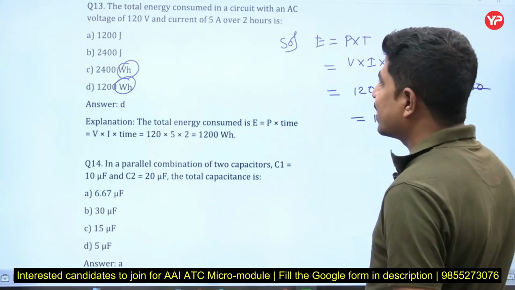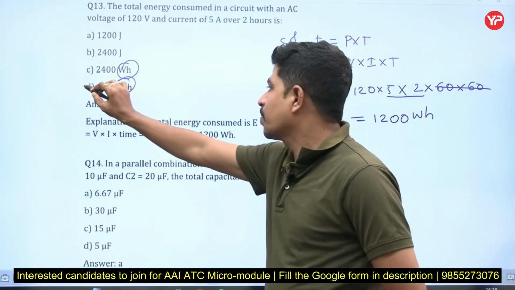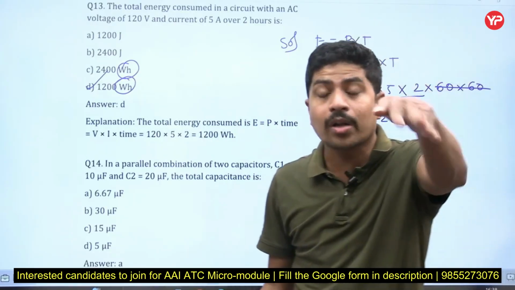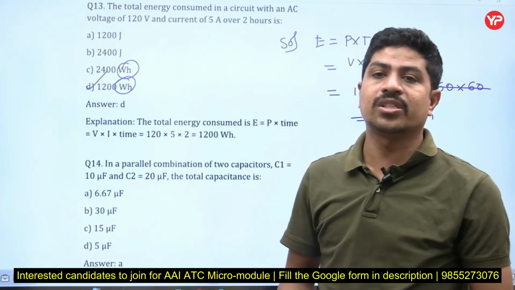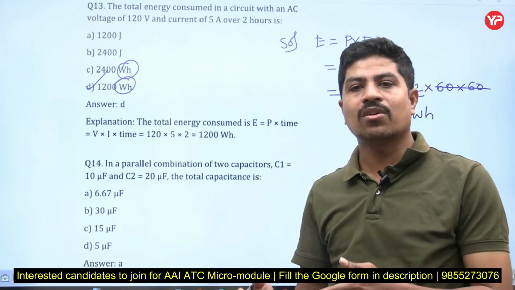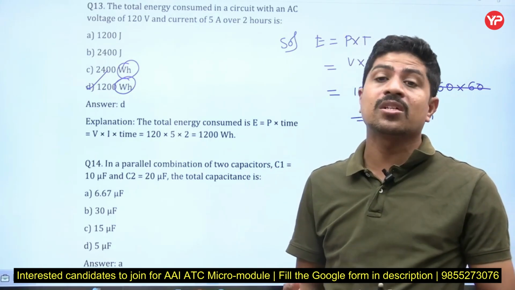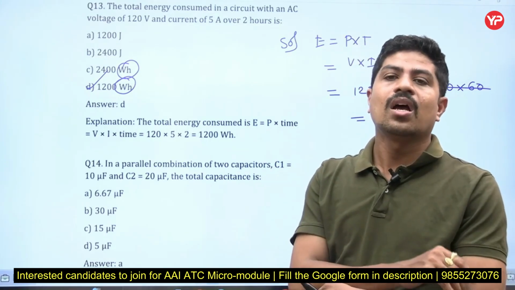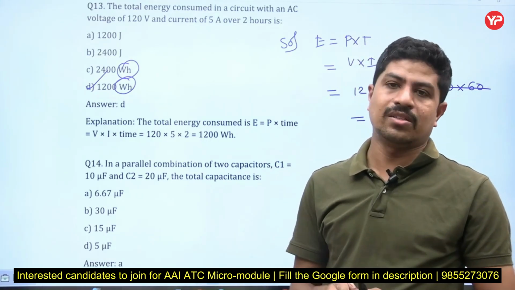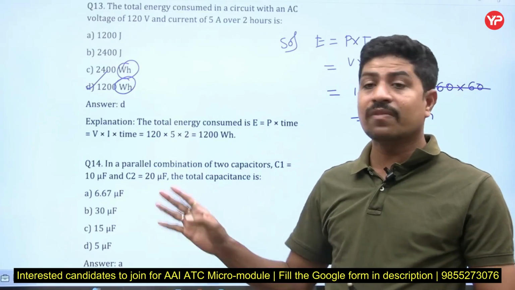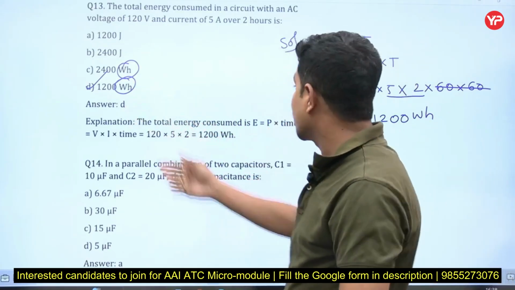See whether this option is there or not. The option is there. If that option is not there, then go for joules. Joules and watt hours both are the same, but hours must be expressed in terms of seconds. 1 hour is 60 into 60, 3600 seconds, right? So if you multiply with that, if that option is not there.